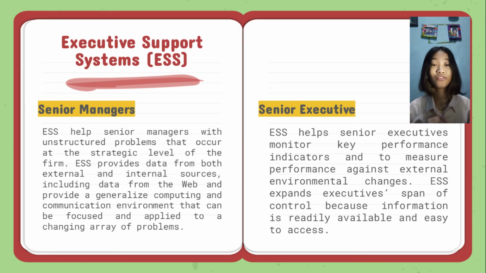Next is the Executive Support System, or ESS. It has 2 aspects: senior managers and senior executives. The first one is senior managers. ESS helps senior managers with unstructured problems that occur at the strategic level of the firm. ESS provides data from both external and internal sources, including data from the web, and provides a generalized computing and communication environment that can be focused and applied to a changing array of problems.